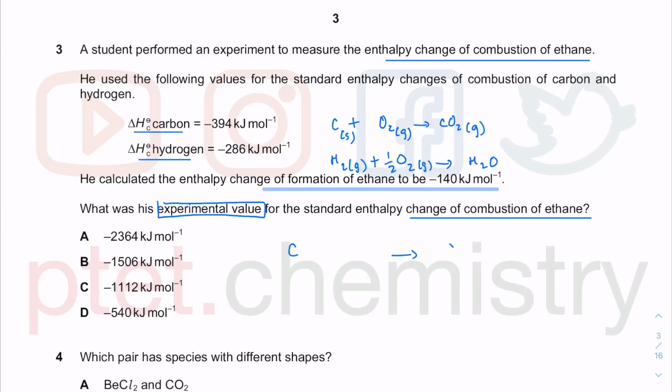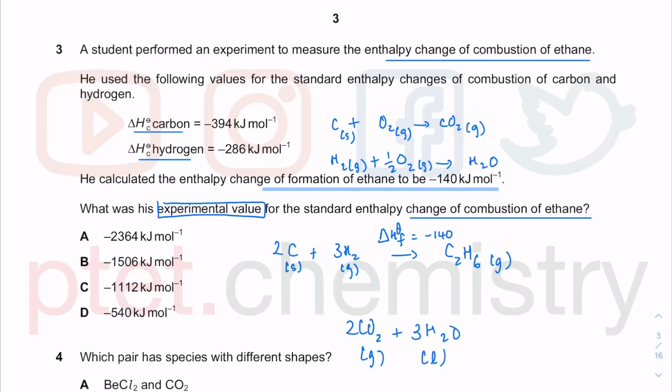So if I'm forming ethane, C2H6, there's 2 carbon solid plus 3 H2 gas, giving me ethane, which is a gas. And this is the formation of ethane, so there's minus 140 kJ per mole. I can be thinking about combustion, CO2 and H2O, so 2 there and 3 there, so gas and liquid. And then I can think about my Hess cycle, carbon combusting to give you CO2. So there's 2 times minus 394 because I'm combusting 2 moles of that carbon. And then I'm burning 3 moles of hydrogen, so 3 times minus 286.